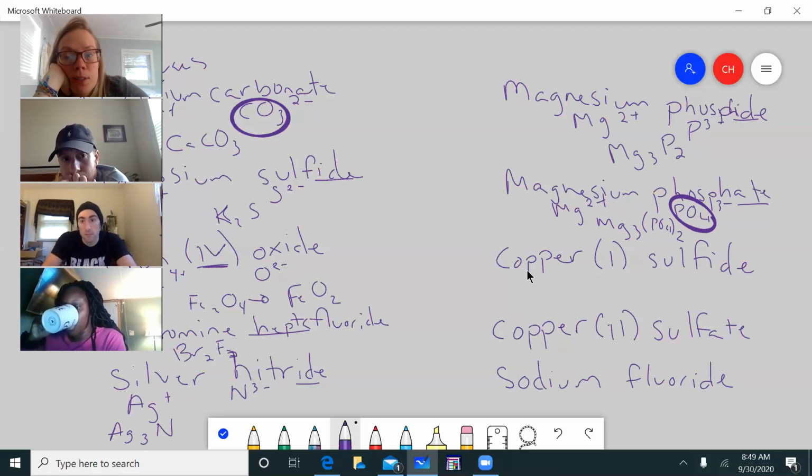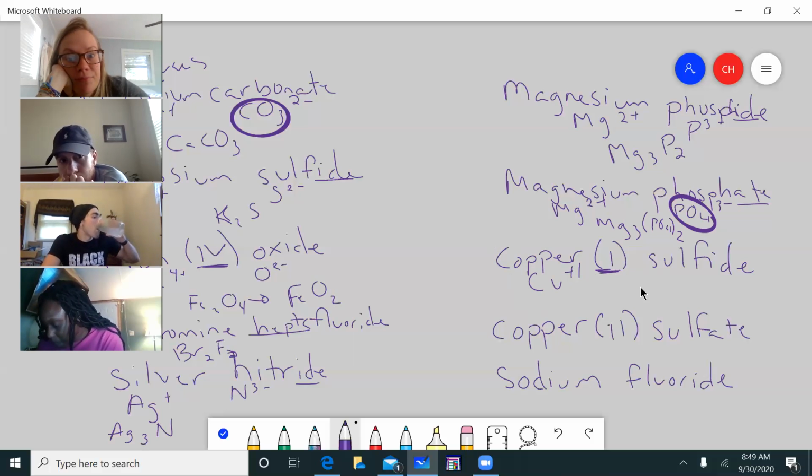Here we've got copper 1 sulfide. So copper is Cu, and the charge on this is +1 because it's written right here. You didn't have to go find it anywhere. Sulfide is talking about sulfur with a 2-. Flip-flop, I should get Cu2S.